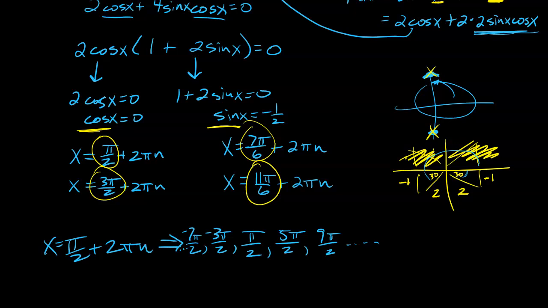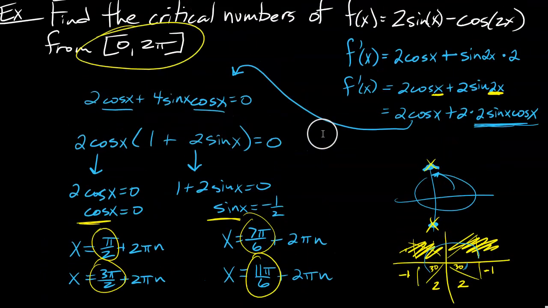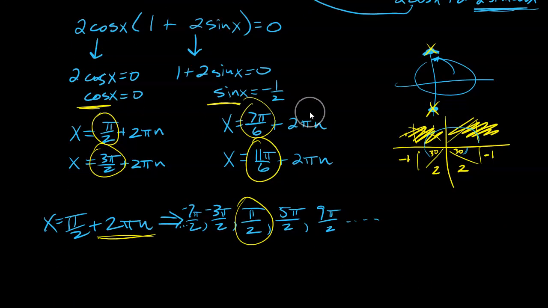Our only solution from 0 to 2 pi is that one. So this is just a way to get coterminal answers. And I'm writing it like that because it depends what notation we should use for our answers. Your critical numbers can only be from 0 to 2 pi. So we only had to find them from 0 to 2 pi.